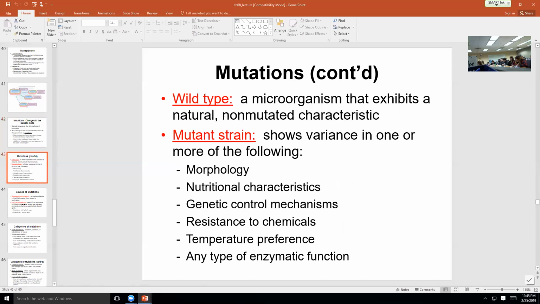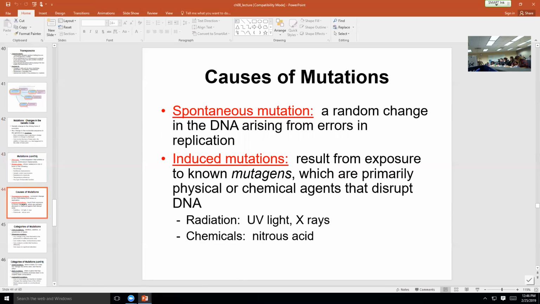When you talk about a wild type, that's the normal. That's what you see. That's what's in the wild. What's in the wild we think of as being normal, right? A mutant strand is going to show a change from that, though. And can that change the morphology? Certainly it can. Can it change nutritional characteristics? Can it change resistance to chemicals? Of course it can. It can change a lot of different enzymatic functions and just what they produce. So yes, it can. These are the mutant strains.